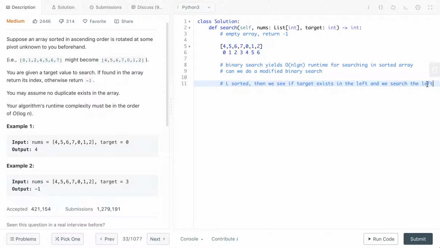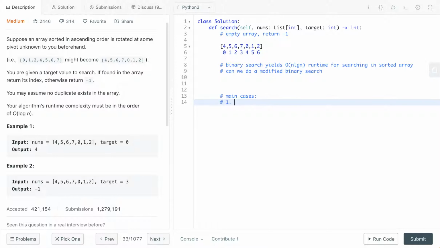Well, we can take one step back and also see that there are cases. So here are the main cases. We have one case where all elements are sorted. And that can happen if the pivot is chosen to be 0 and it pivots at the 0th position. Then everything is sorted and we perform normal binary search.